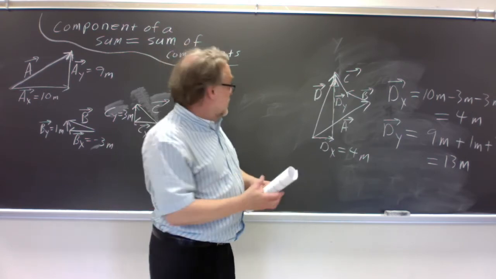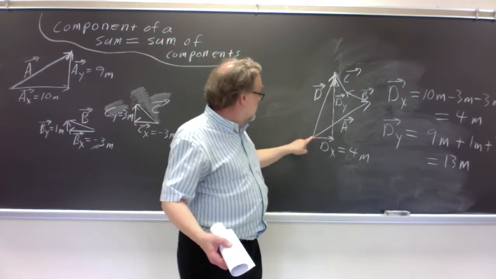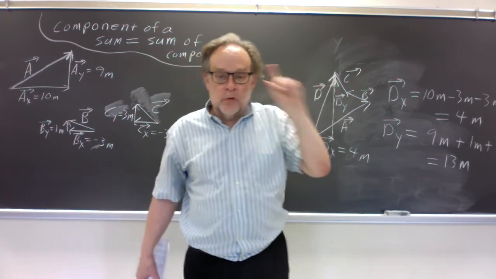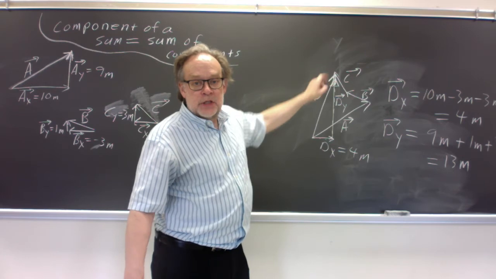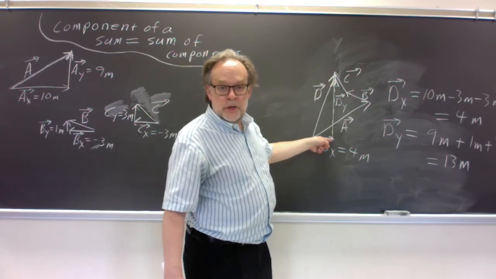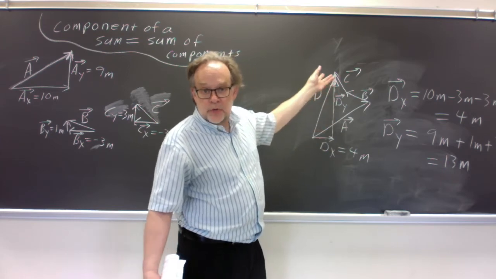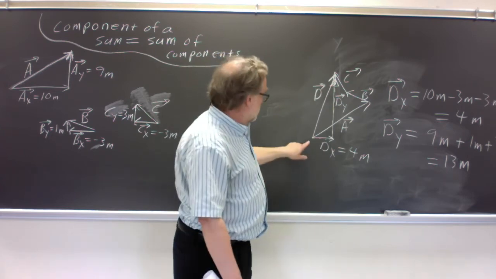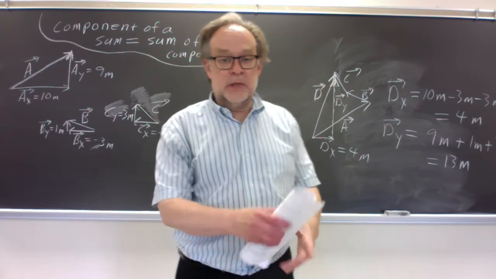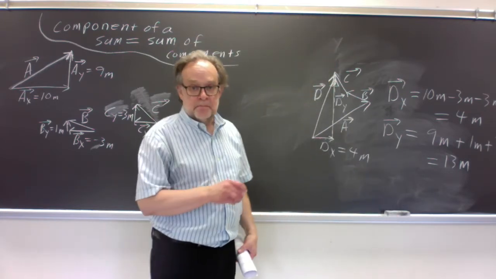In other words, one way of getting from this point to this point would be to take the path A plus B plus C. Another way of getting from this point to this point would be to go 4 meters along the positive x direction and then 13 meters along the positive y direction. Or a third way to get from here to here is just go directly along displacement D, the sum of displacements A and B and C.